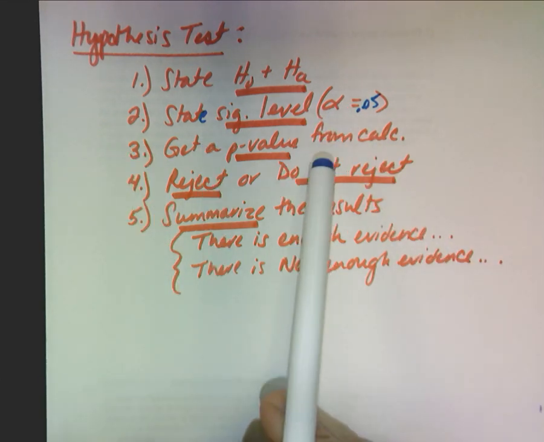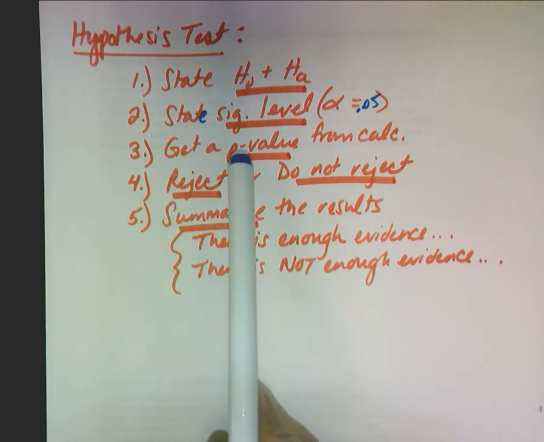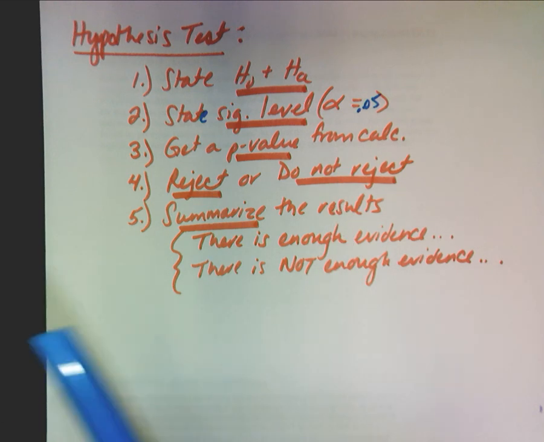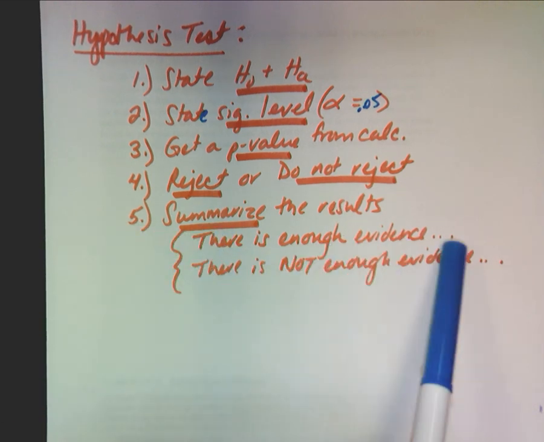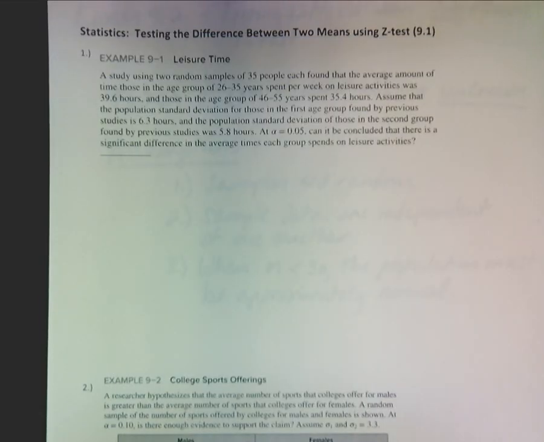Then step number 3, there is a way to get the test statistic for these, but I would much rather you just look at the p-value. So step number 3, write the p-value from your calculator. Step number 4, reject or do not reject. And then step number 5, summarize. There is enough evidence to say that males and females have a difference, or there is not enough evidence to say that males have a different average amount of time spent on Instagram than females. All right, so you should have downloaded this. We're going to do these two questions together, and that's going to be it for today.